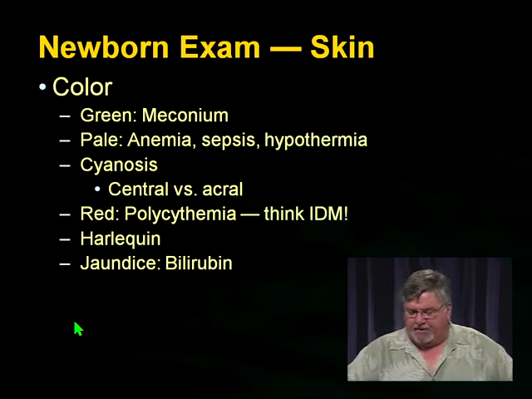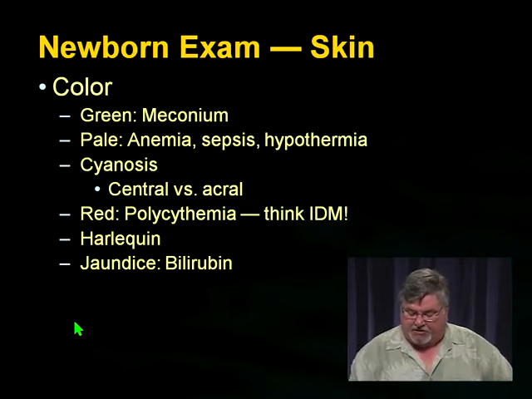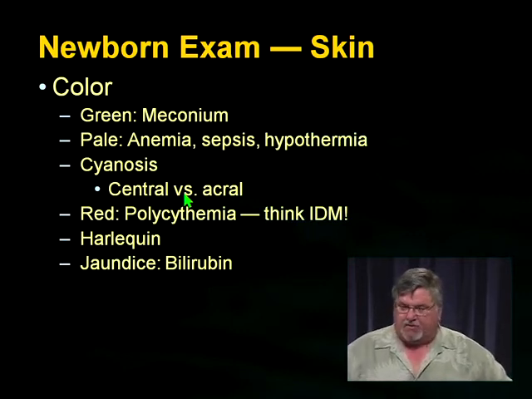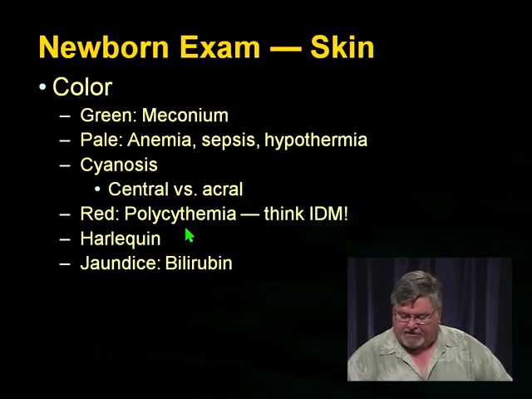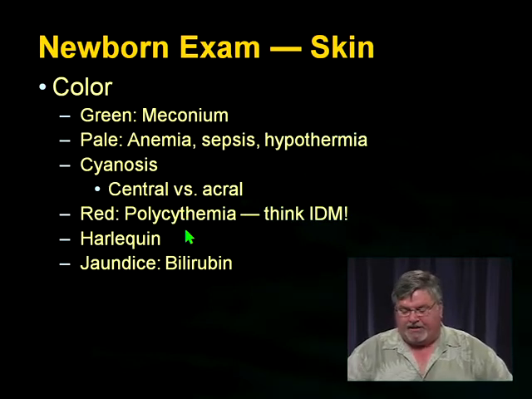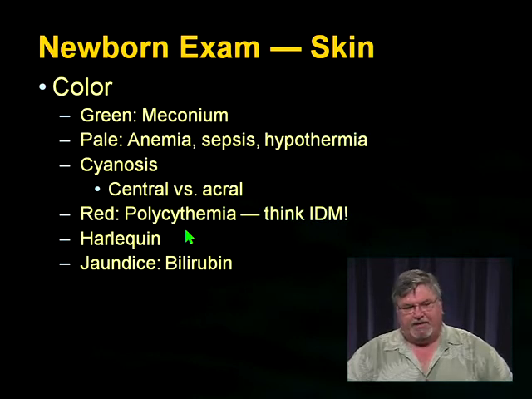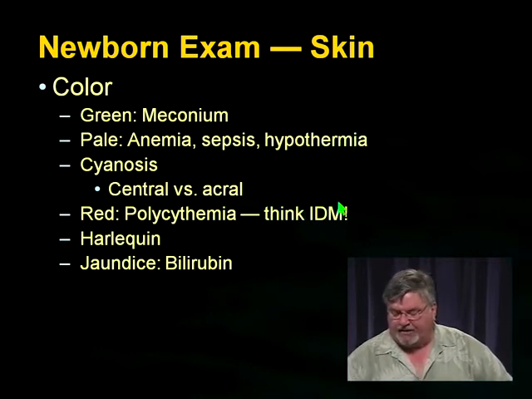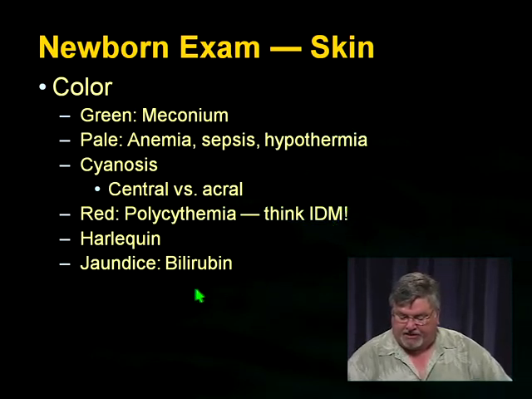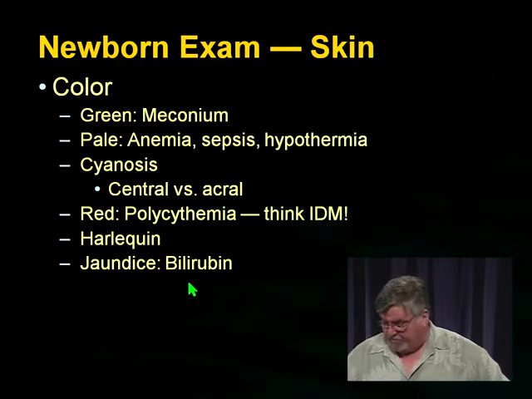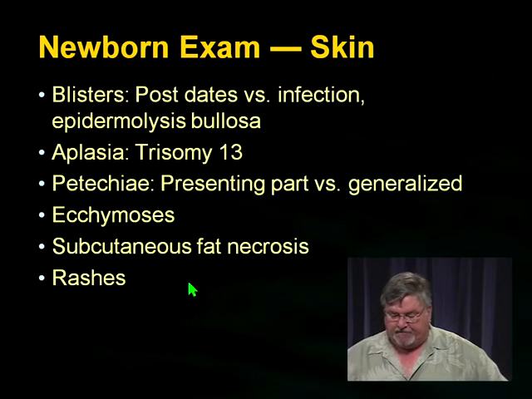Skin. It comes in different colors. They will ask you about those colors. Central versus acral cyanosis: acral cyanosis is the distal extremities being blue, normal in a newborn. And then this question comes up not infrequently. Got a red kid who's polycythemic. When you have a polycythemic kid, you think about children who are unrecognized infants of diabetic mothers, for reasons that we'll talk about in a minute. And then obviously the yellow kid, you always wonder about bilirubin metabolism and levels and that kind of stuff.